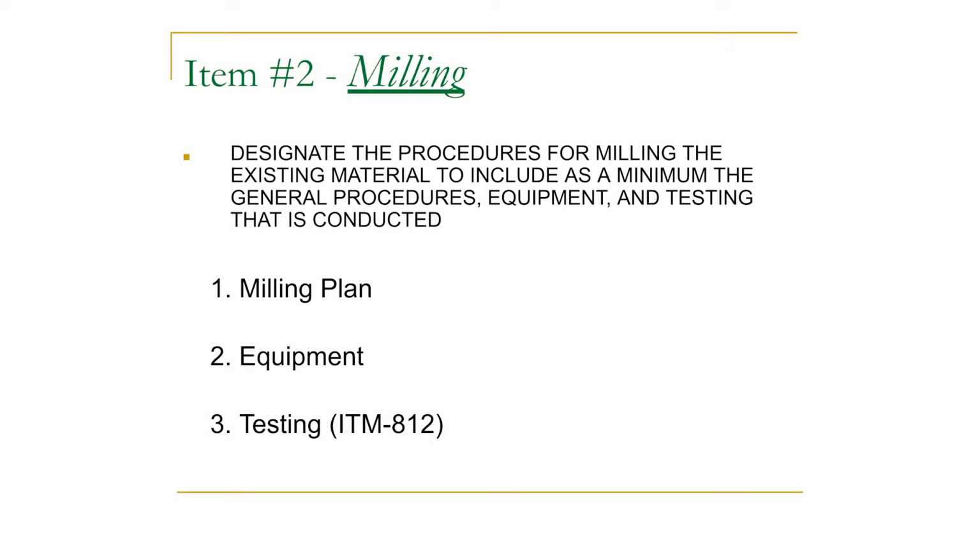Item 2, milling operation. Scott and Brian will talk about this later on, but it involves identifying what the milling plan is, identifying the equipment you're going to use for the milling plan, and then the testing that goes into checking to make sure the mill is in good shape, and that's in ITM 812.